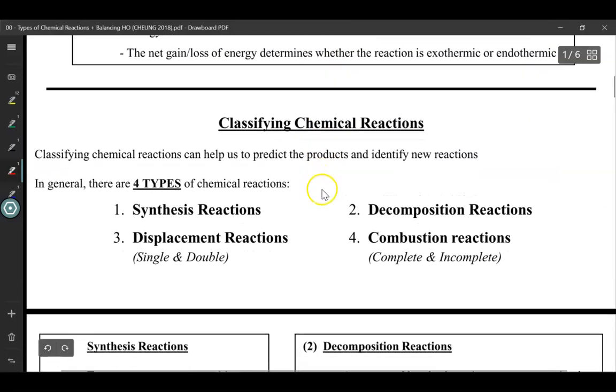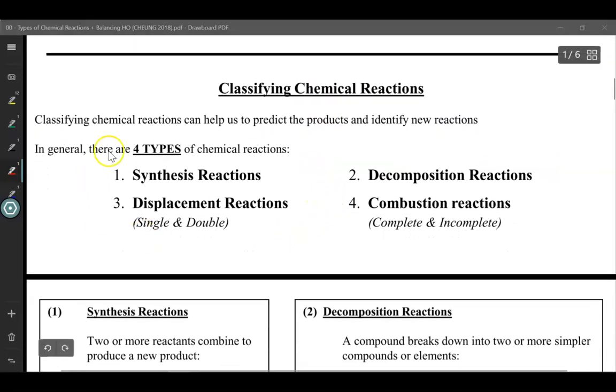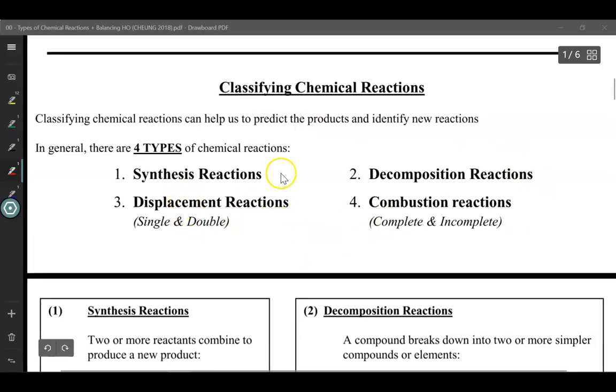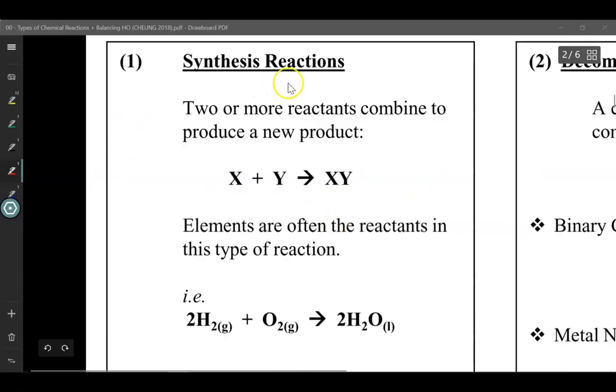Now, when it comes to the chemical reactions we'll be learning about this year, there are 4 major types with 2 subcategories in each of these. Now, the benefit of classifying chemical reactions is that if you can recognize a pattern, you can make predictions. The first pattern we're looking at is called a synthesis reaction.